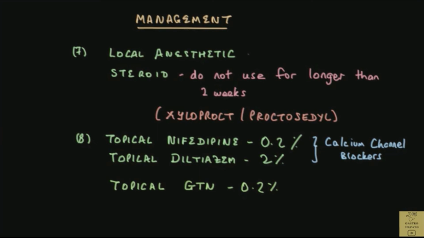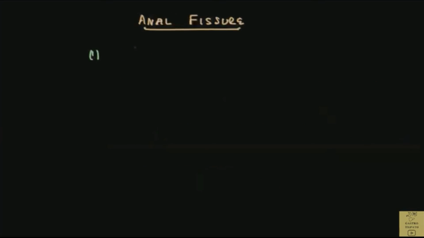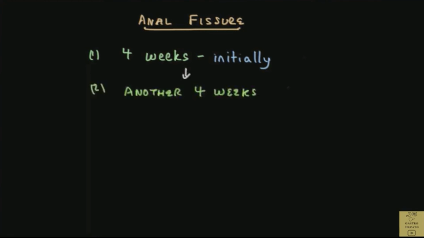About 9 out of 10 patients will heal within 8 weeks. These medicines are usually initially given for 4 weeks. If the anal fissure doesn't heal, the above treatment can be continued for another 4 weeks, for a total of 8 weeks. In about 9 out of 10 patients, the anal fissure will heal within 8 weeks. If it doesn't heal within that period, then it is called a chronic anal fissure. Beyond 8 weeks, other options will have to be considered.